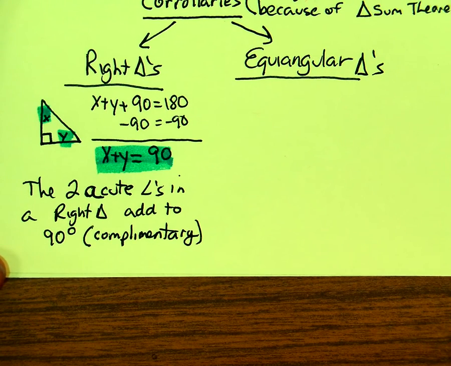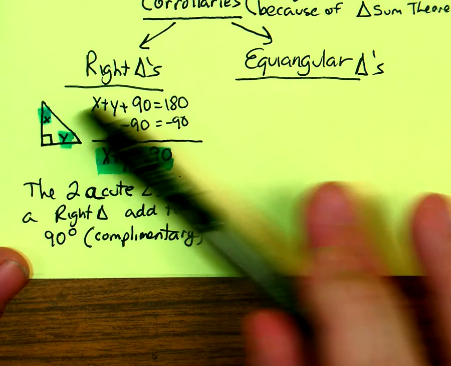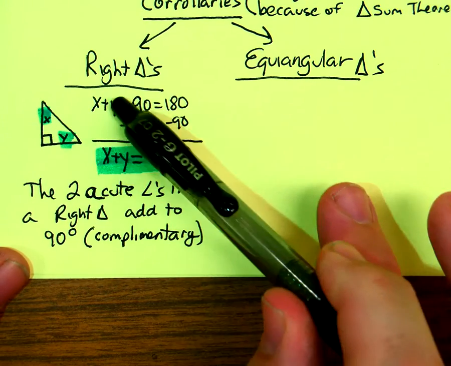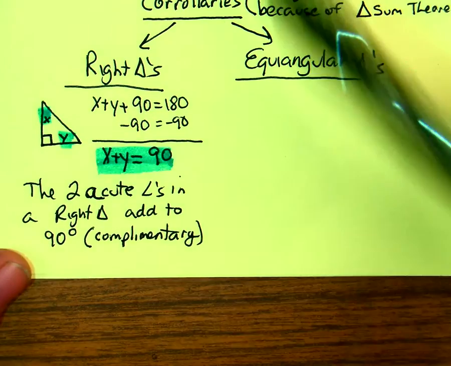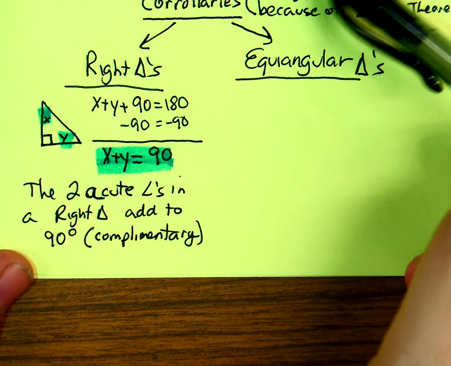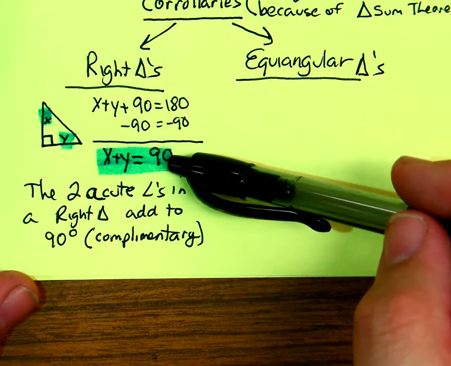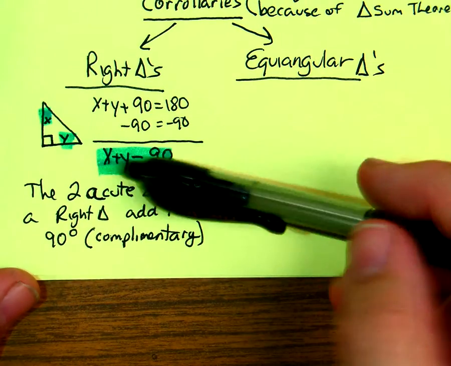And that's just from the triangle sum theorem. x plus y plus 90 is equal to 180. That's your triangle sum theorem. And the corollary says, because the triangle sum theorem works, then we find out that no matter what x and y are, they're always going to have to sum to 90. So it's kind of like a consequence of it.